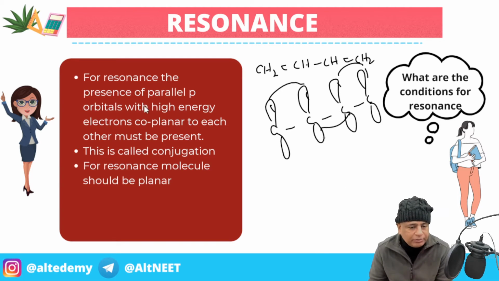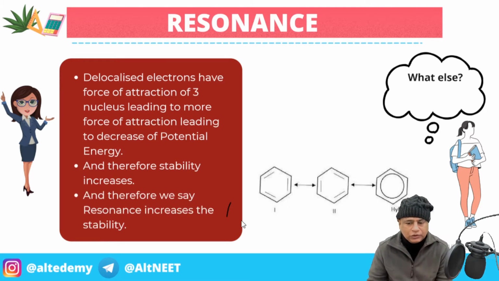For resonance, the presence of parallel p orbitals with high energy electrons coplanar to each other must be present. This is called conjugation. And for resonance, the molecule should be planar. If resonance has to occur, the molecule has to be planar. Okay. Coming to some more aspects of resonance.